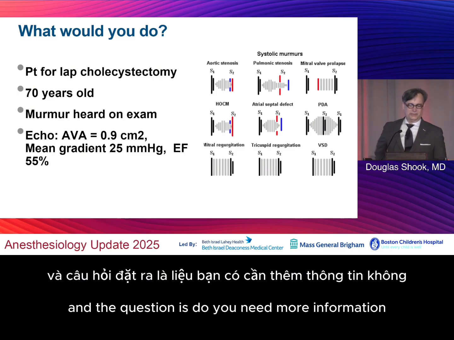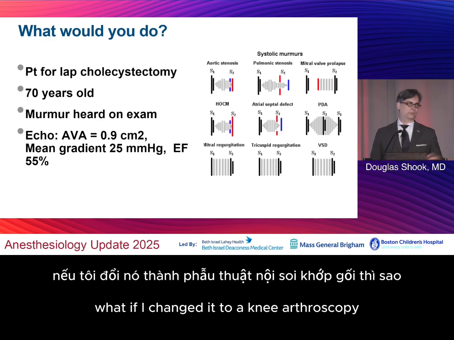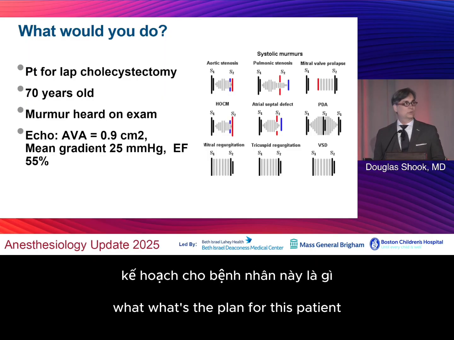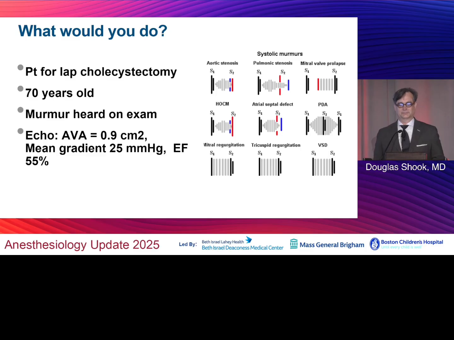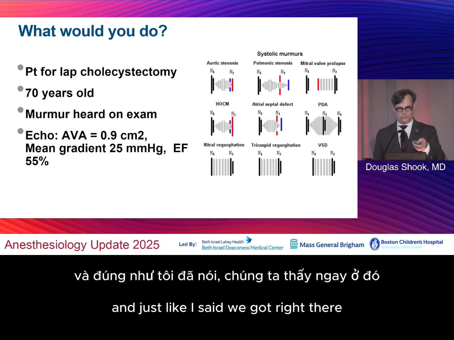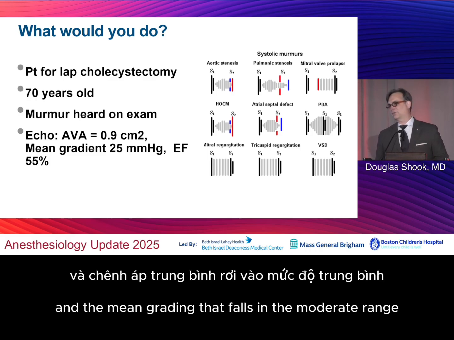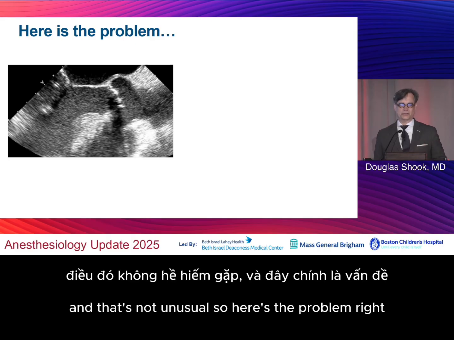And the question is, do you need more information? What do you go for here? It's a laparoscopic cholecystectomy. What if I changed it to a knee arthroscopy, or let's say a liver resection? What's the plan for this patient? Should I be concerned? And just like I said, we've got one value that falls in the severe range and the mean gradient that falls in the moderate range. And that's not unusual.